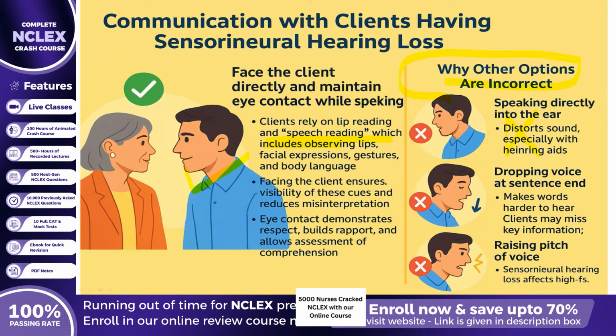Next, considering option 3, dropping your voice at the end of each sentence may unintentionally make the words harder to hear. Clients with sensorineural hearing loss already struggle with clarity, and lowering the intensity of sound at key moments can cause them to miss important information. Consistent tone and volume are much more effective. Finally, looking at option 4, raising the pitch of your voice by an octave often makes words less clear. Sensorineural hearing loss typically affects high-frequency sounds first, so making the voice higher-pitched actually worsens comprehension. It may also make speech sound shrill or distorted through hearing aids, leading to further frustration.